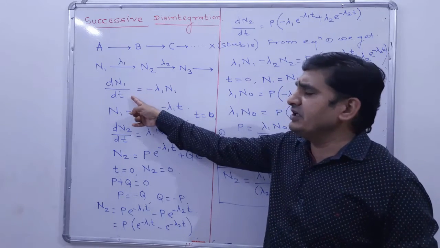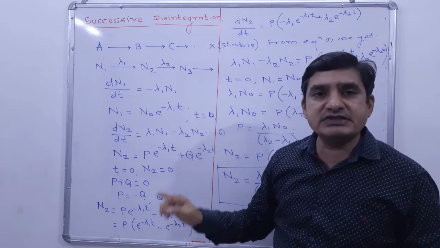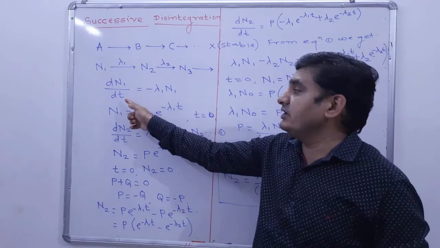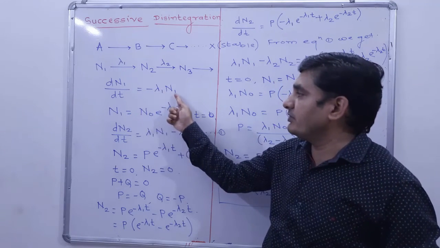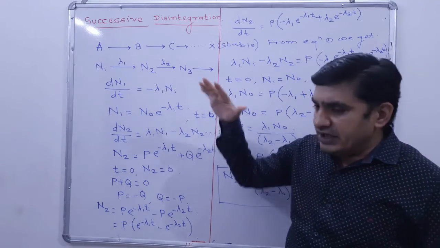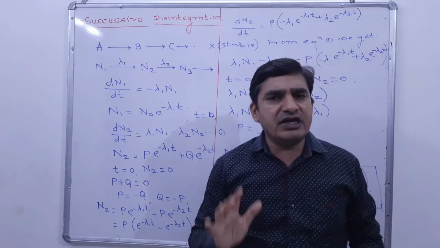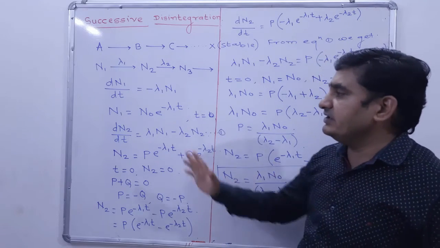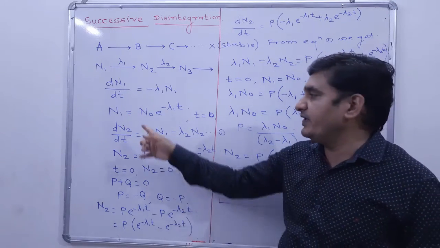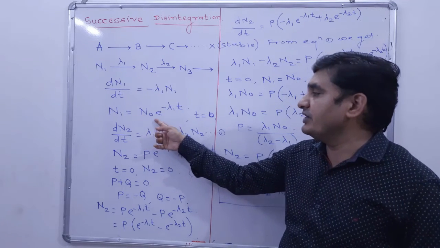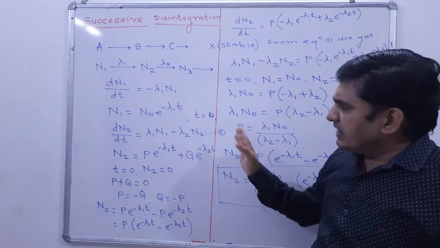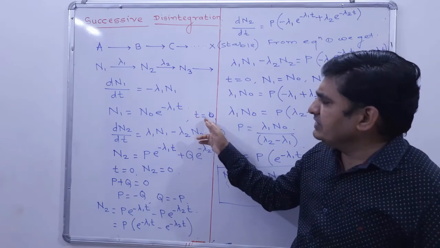The rate of disintegration of the parent can be written as dN1 divided by dt is equal to minus lambda 1 into N1. The radioactive nuclei disintegrate exponentially with time, and therefore we can say that the number of radioactive nuclei for the parent is N1 equal to N0 e raised to minus lambda 1 into t, where N1 is equal to N0 when t is equal to 0.